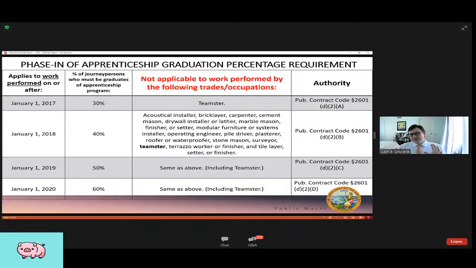So this chart is just to illustrate how we got here. But basically, today, if you're working on a project that skilled and trained workforce requirements apply to, if the craft is Teamster, there's no graduation requirement. All the other ones on this list are at 30%. And if they're not listed, it's 60%. Okay. Thank you. Sorry for repeating myself, but I think it's necessary with some of this stuff. Next slide, please.